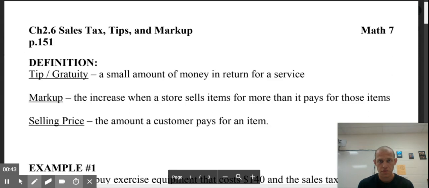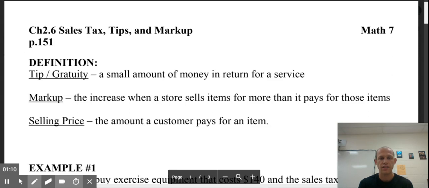Markup. So markup deals with stores. Stores have a price that they pay for an item. They have to mark up that item so that they actually make some money. So if they buy a pair of sneakers for $10, they will mark it up a certain amount so that they make money off of it, maybe to $25. So then they make $15 off of it. So that's what markup is.